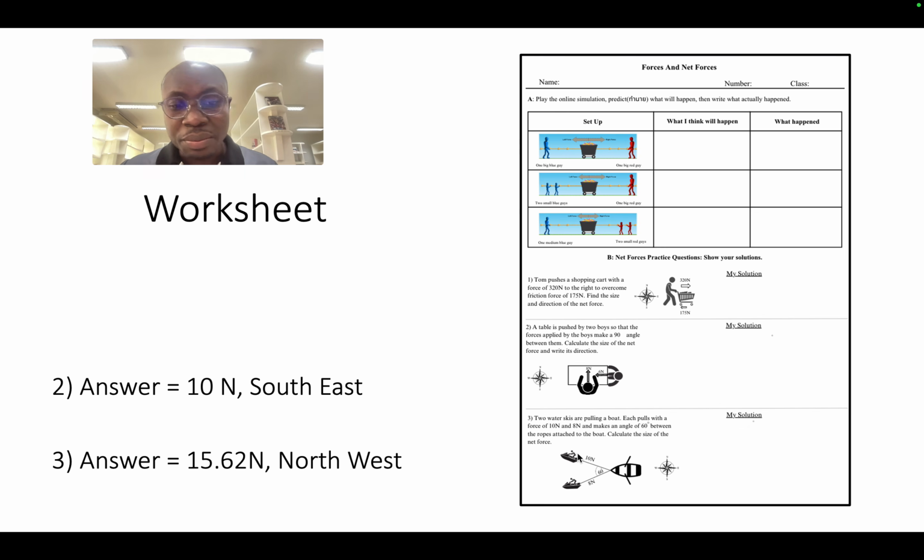Okay. Number 3, you can use the hard way or the easy way. It's up to you. Number 2, you have to use the Pythagoras, right? The answer for number 2 is this: 10 newtons southeast. Okay, but show me how you got it. Number 3 is 15.62 newtons northwest. Okay, very good. Now, I will send the worksheet to you after you finish.